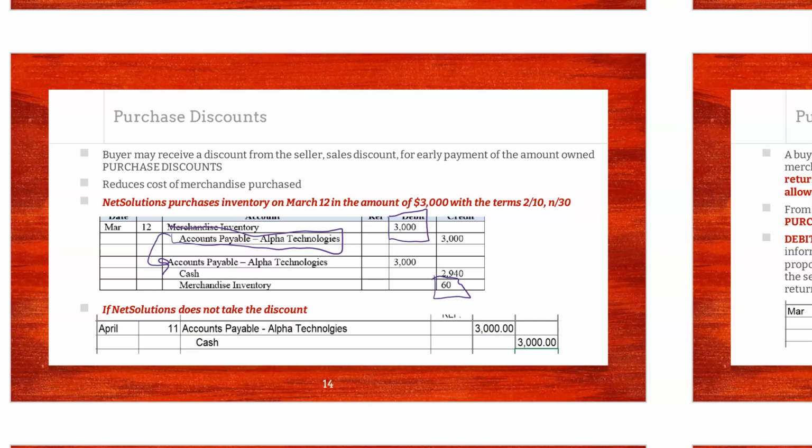Now if you don't take a discount, what happens when it's time to pay? All you do is debit accounts payable $3,000 and credit cash. Nothing happens to merchandise inventory when it's time to pay if you're not taking a discount. It's only when you take a discount that you have to adjust the merchandise inventory account.